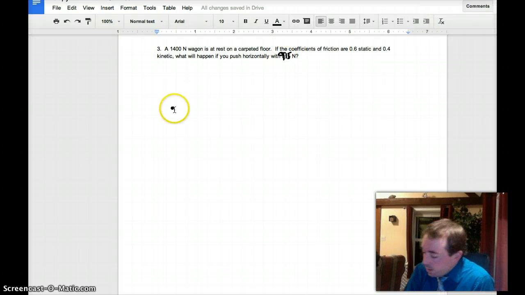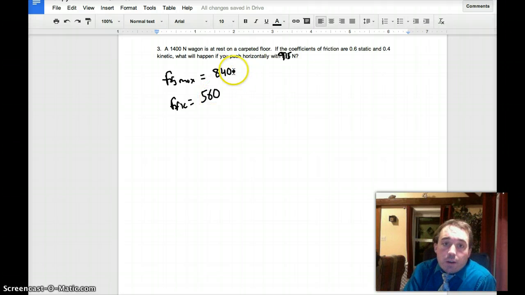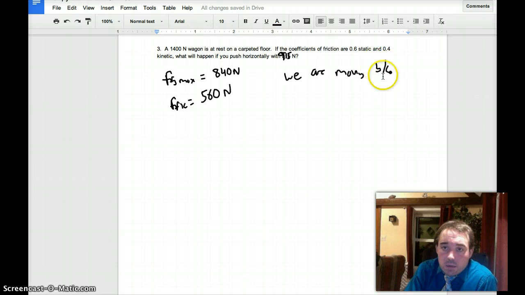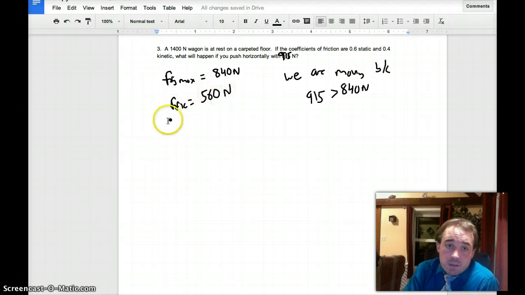So from earlier, our FFS max was 840. FFK was 560. So our check, free body diagram would still be over there. Our check, we are moving because 915 is greater than 840. Our applied force is greater than the maximum static friction. So as soon as we're moving, we jump to our kinetic friction force.